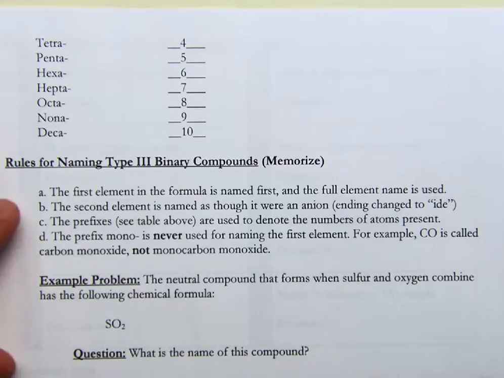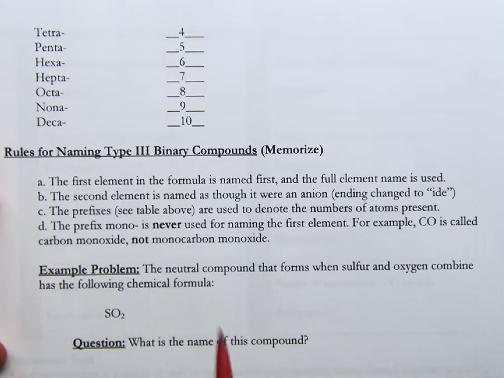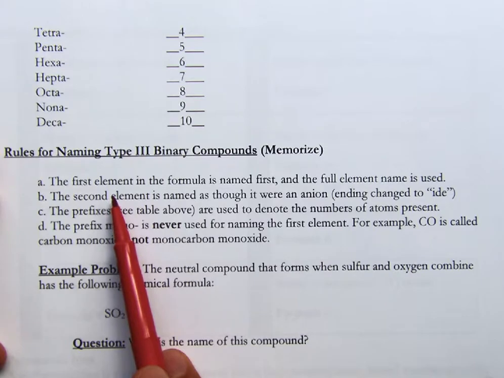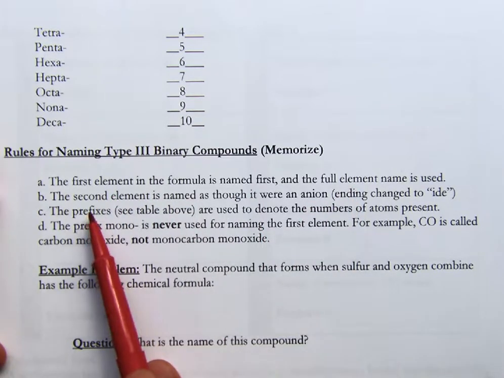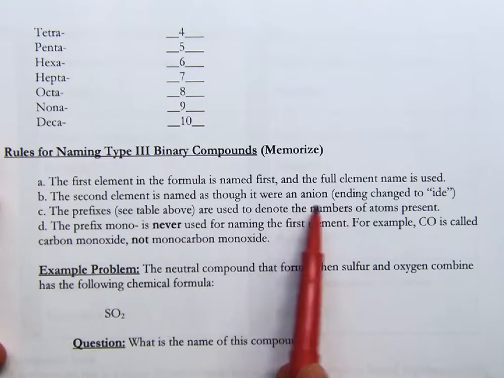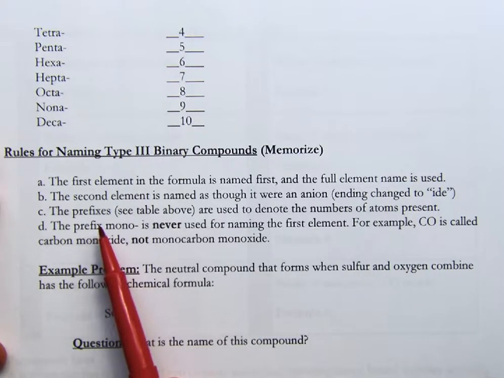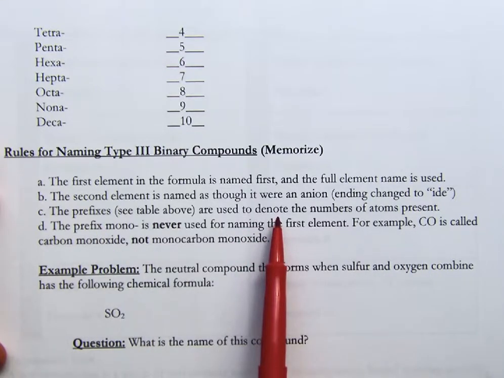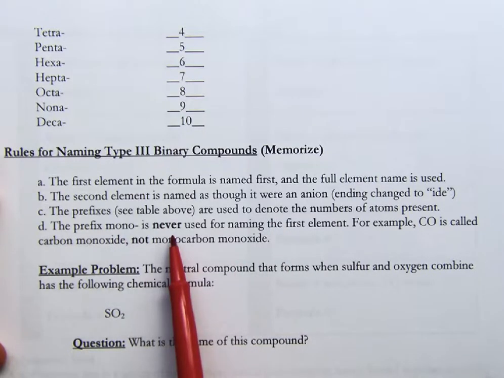Okay, now for naming type 3 compounds, a couple of rules here. You name the first element using the full element name. Then you name the second element as though it were an anion, so you do change the ending to "-ide" again. You use prefixes to denote how many of each atom you have present. Mono is not used on the first element. So if you have one of the first element, you don't say mono. But if you have one of the second element, you do say mono.